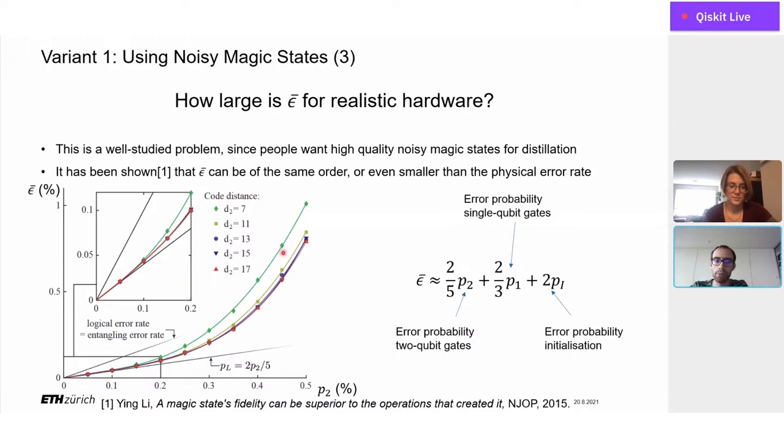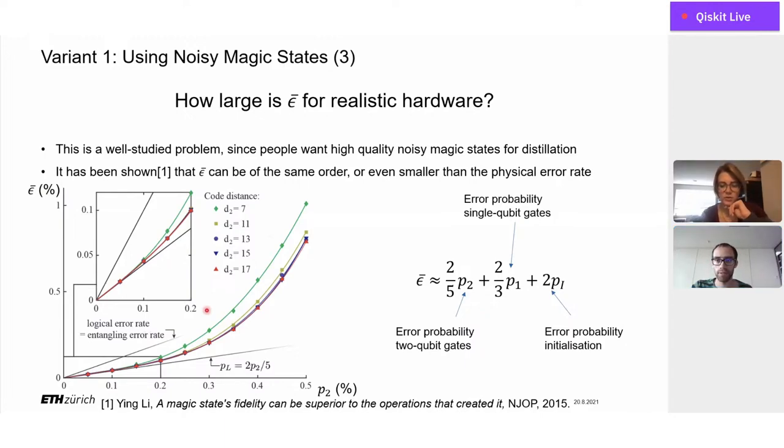So basically what they showed in this paper is that epsilon bar can be written to lower order approximation as the sum of the 2-qubit gate error probability, the single qubit gate error probability, and the initialization probability. Typically P1 and PI are much smaller than P2, so P2 is very dominant on the right-hand side of this equation. They provide some numerical simulation where they show that the value of epsilon bar, which are these curves here, is even smaller than the value of P2 for rather realistic values of gate error rates.